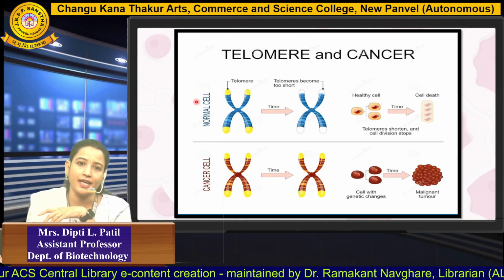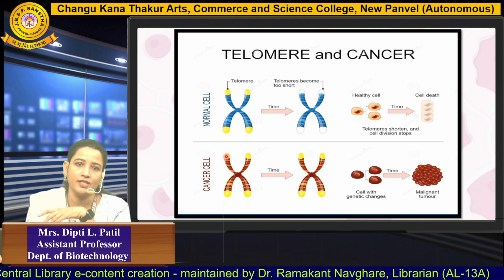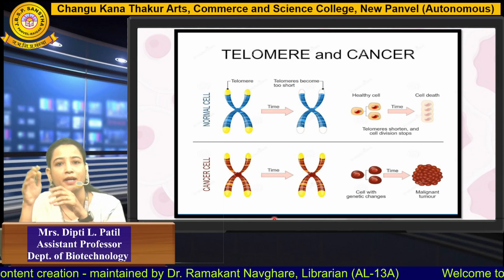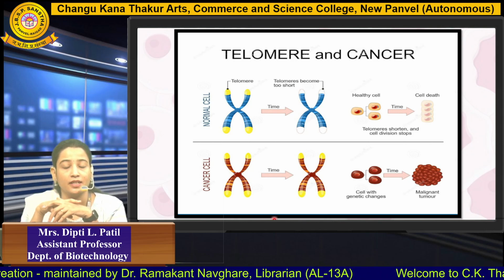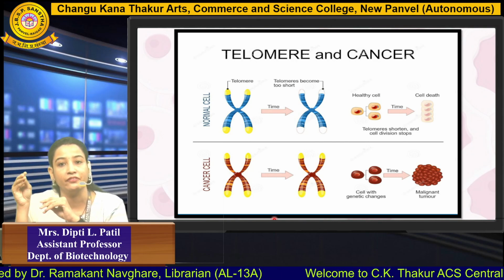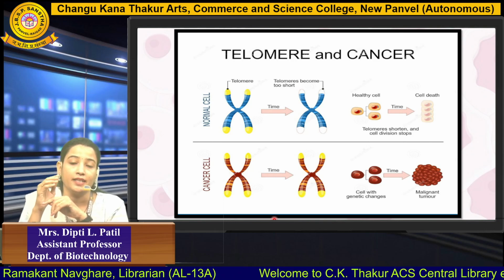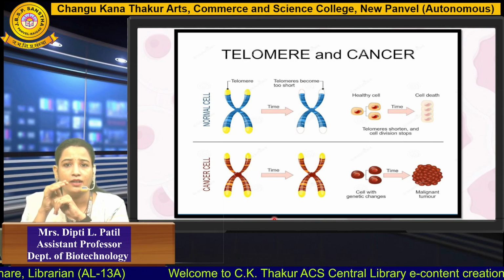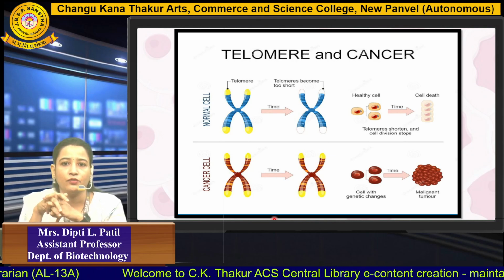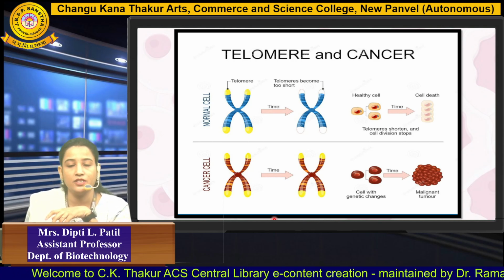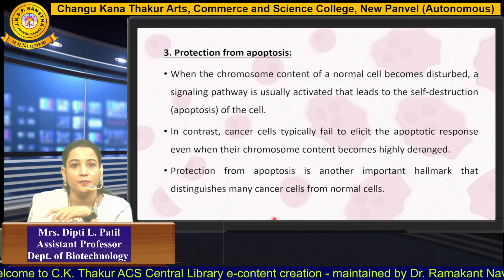But in the case of the cancer cell, you can see the telomeric region here, and it is continuously maintained after many mitotic divisions. It means it is not shortened after every division, it gets maintained after every division, and that's why these cancer cells continuously, indefinitely divide and form the malignant tumor. So this is one of the most important properties shown by the cancer cell.